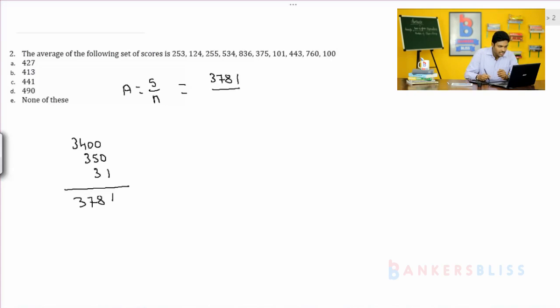3781 divided by 10. So your average is 378.1. So option E, 378.1, that is the answer. So problem number 2: the sum of the numbers is 3781 divided by 10. If you calculate the average, 3781 by 10, you will get 378.1. So that is the answer. For question number 2, answer E, none of these.